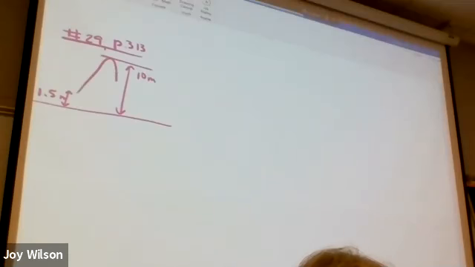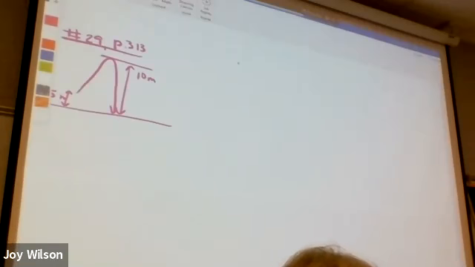The first thing I do on every physics problem I ever work is draw a picture. We're going to launch it from here, which is 1.5 meters, and they tell me the ceiling is 10 meters. So I'm launching this thing up and it's going to hit and come back down. What I'm going to use is the idea of conservation of energy.